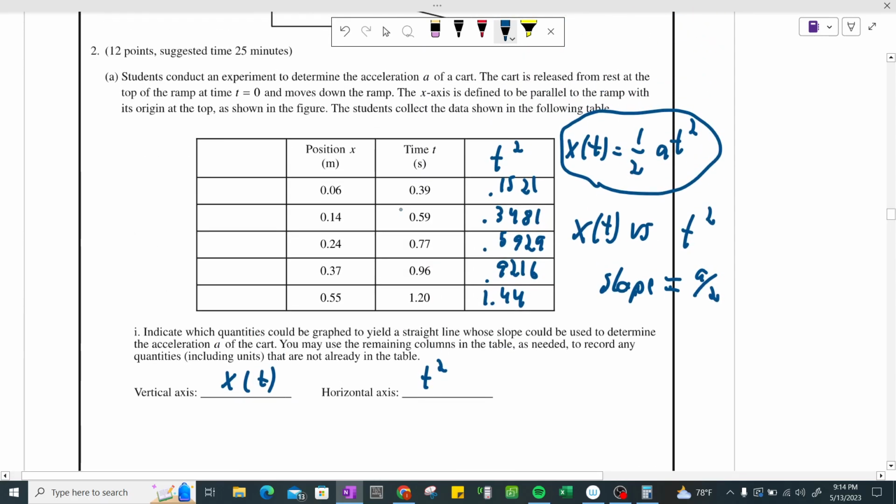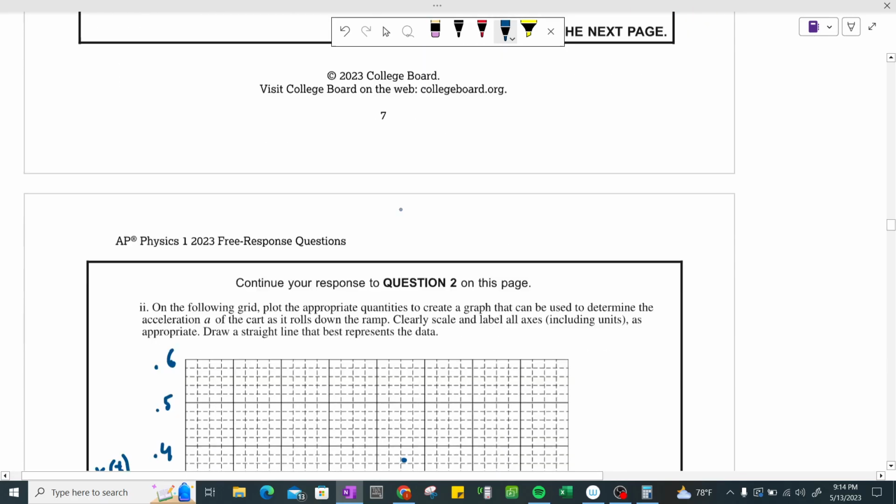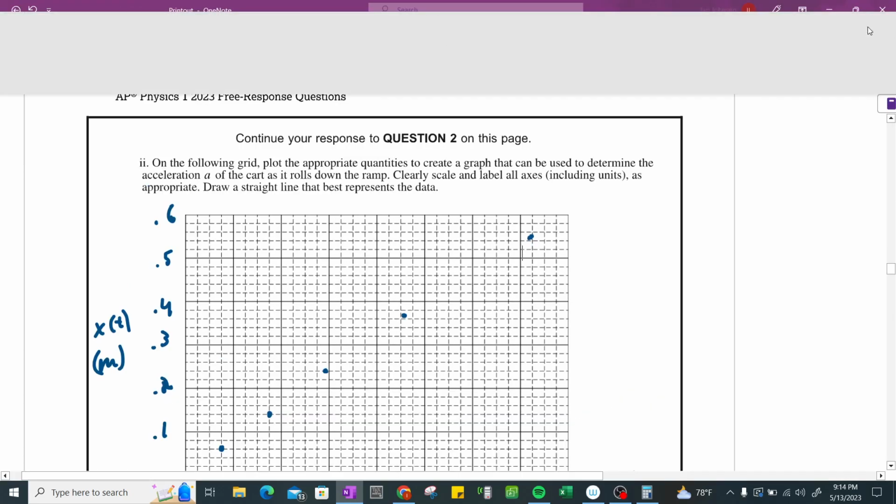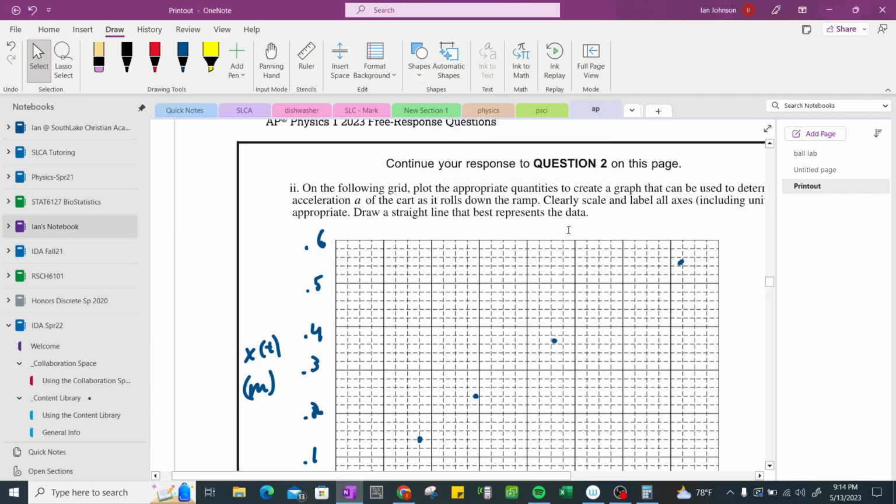And then I've got 1.44 and 0.55. 1.44 is out here. 0.55 is right in the middle. Looking at that, I think I've got a pretty good line going. I will have to go ahead and see if I can get a line tool. So we're going to go ahead down here.